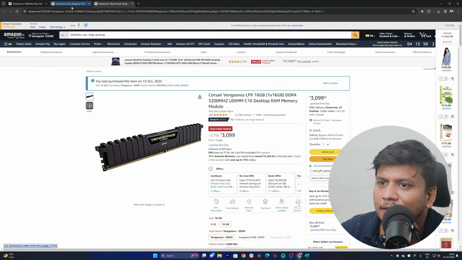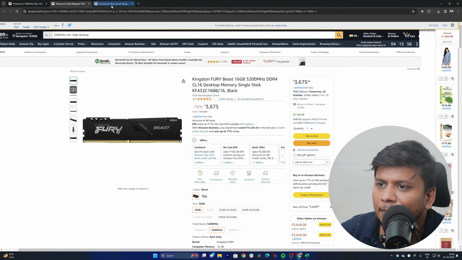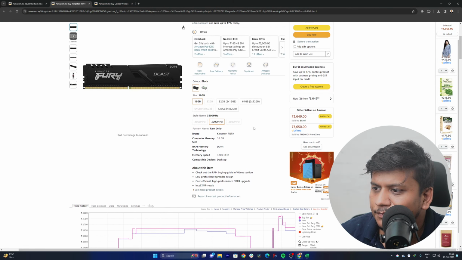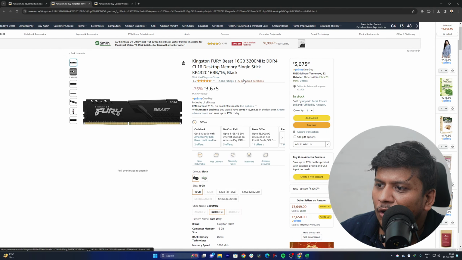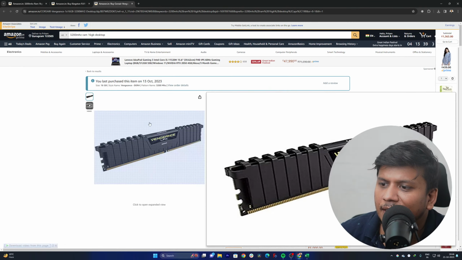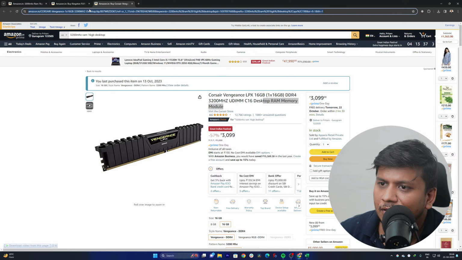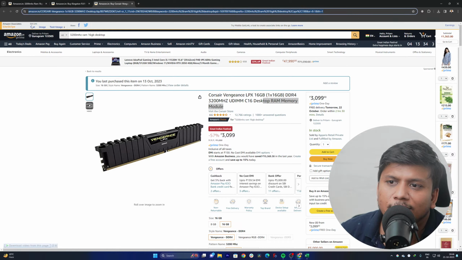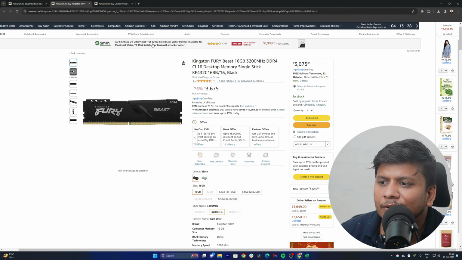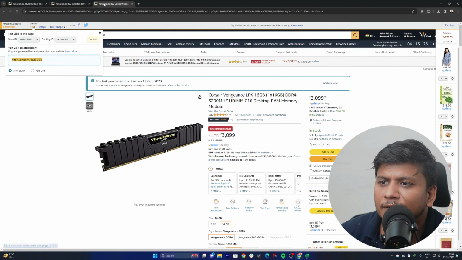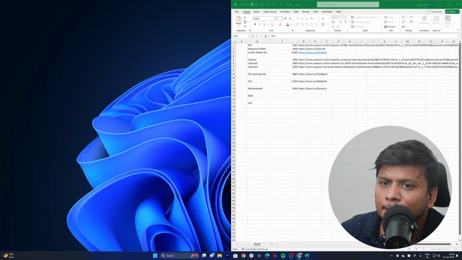Let's remove that. So these both RAMs. Let me again have a look. Okay, I know this one. This one is CL16. So we can go with this one. And then we can also go with this one. So based on your need or the brand you prefer, you can go with either of these. And if I talk about value for money, then for sure this one is more value for money. Therefore, I'm going to mention this one here.